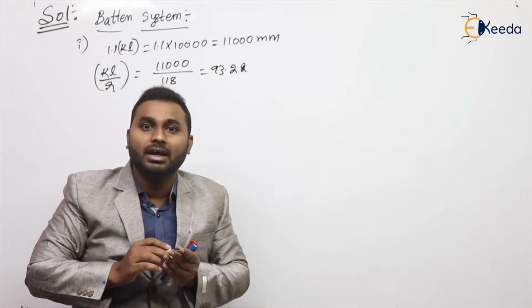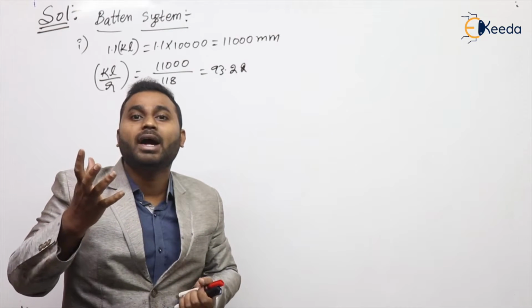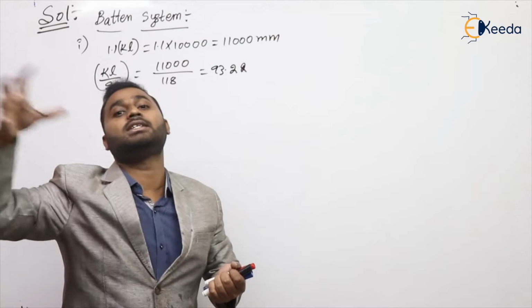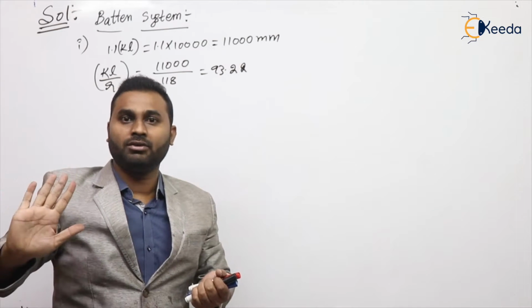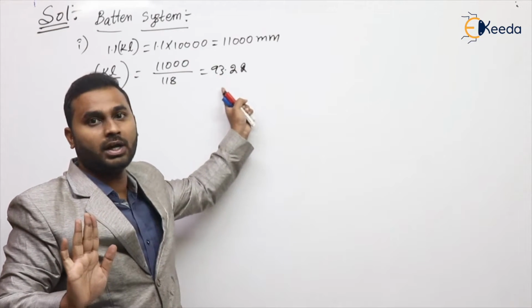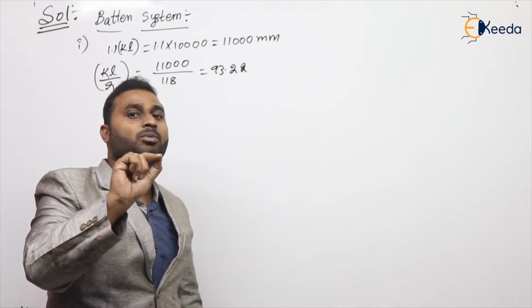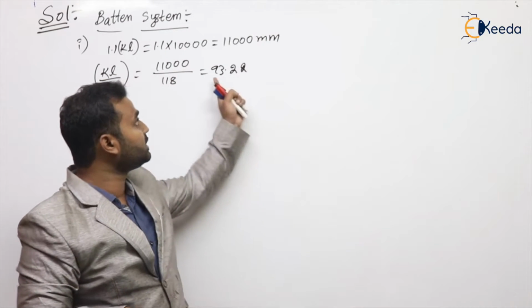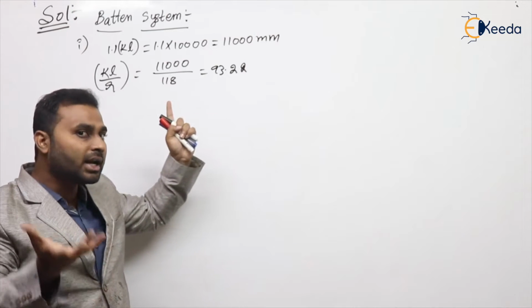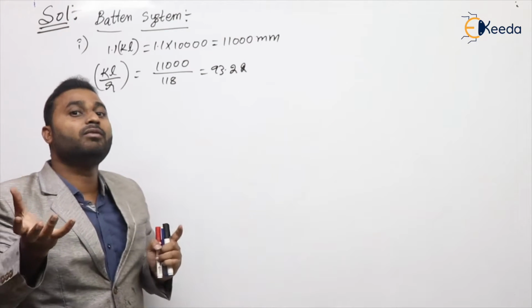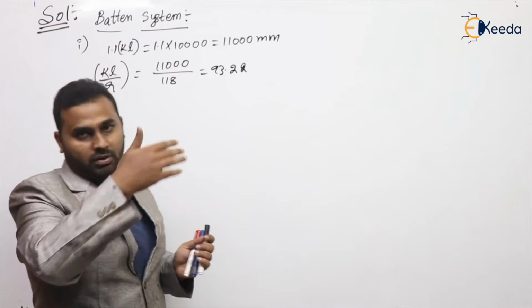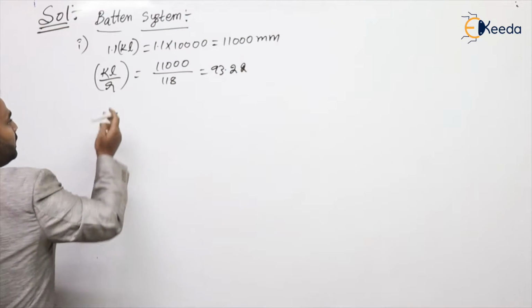From this, it is very clear that the load carrying capacity of the batten column is less in comparison to the lacing column. Is that okay, everyone? From this slenderness ratio, it is very clear. The slenderness ratio in the previous case is 88.92, in this case it is 93.22. As more slenderness ratio is present in this case, therefore less load carrying capacity. Clear, everyone?